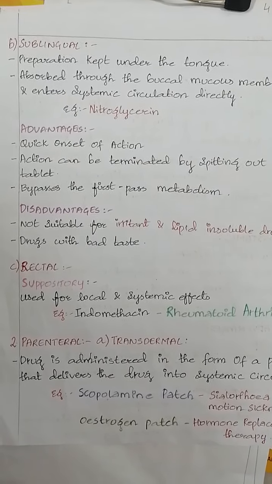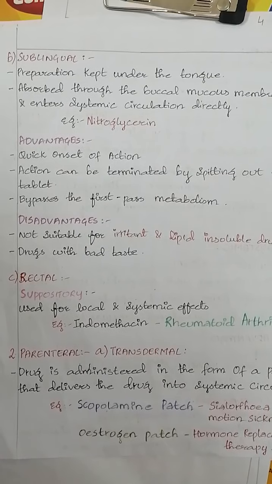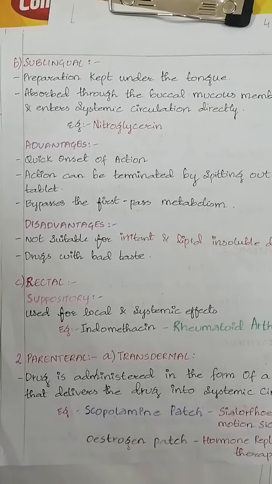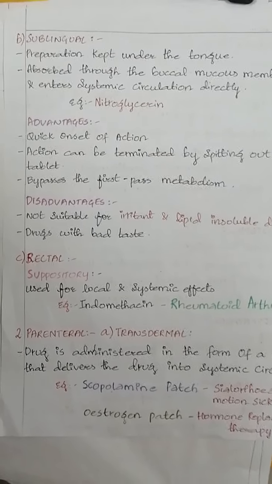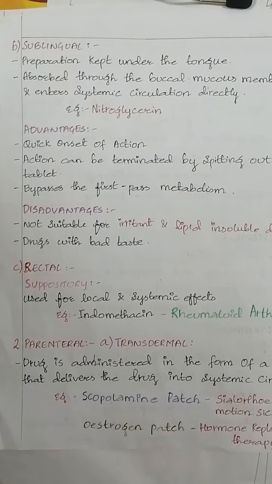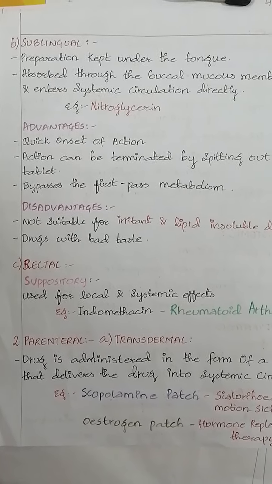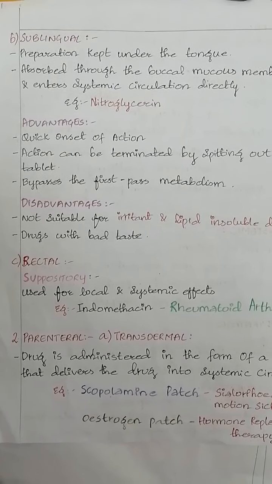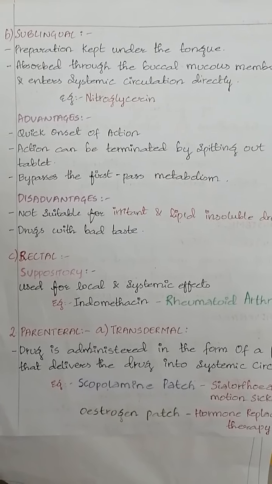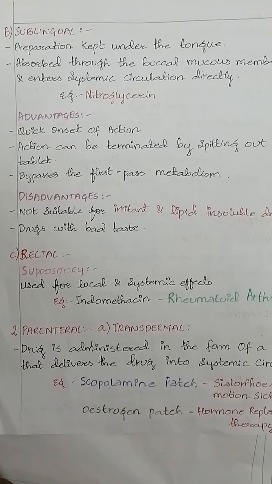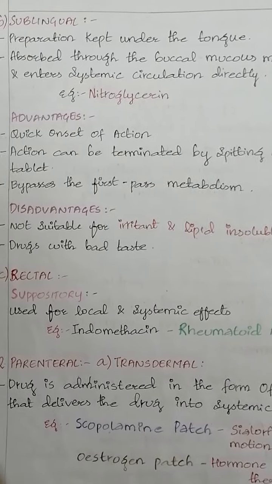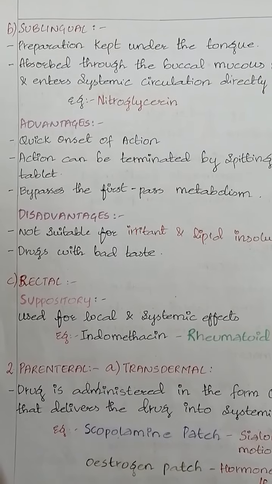Next is sublingual. We discussed the oral route under enteral. Next comes sublingual. What is the sublingual route? In this, the preparation is kept under the tongue. The drug is absorbed through the buccal mucous membrane and enters the systemic circulation directly. An example is nitroglycerin for acute anginal attacks.